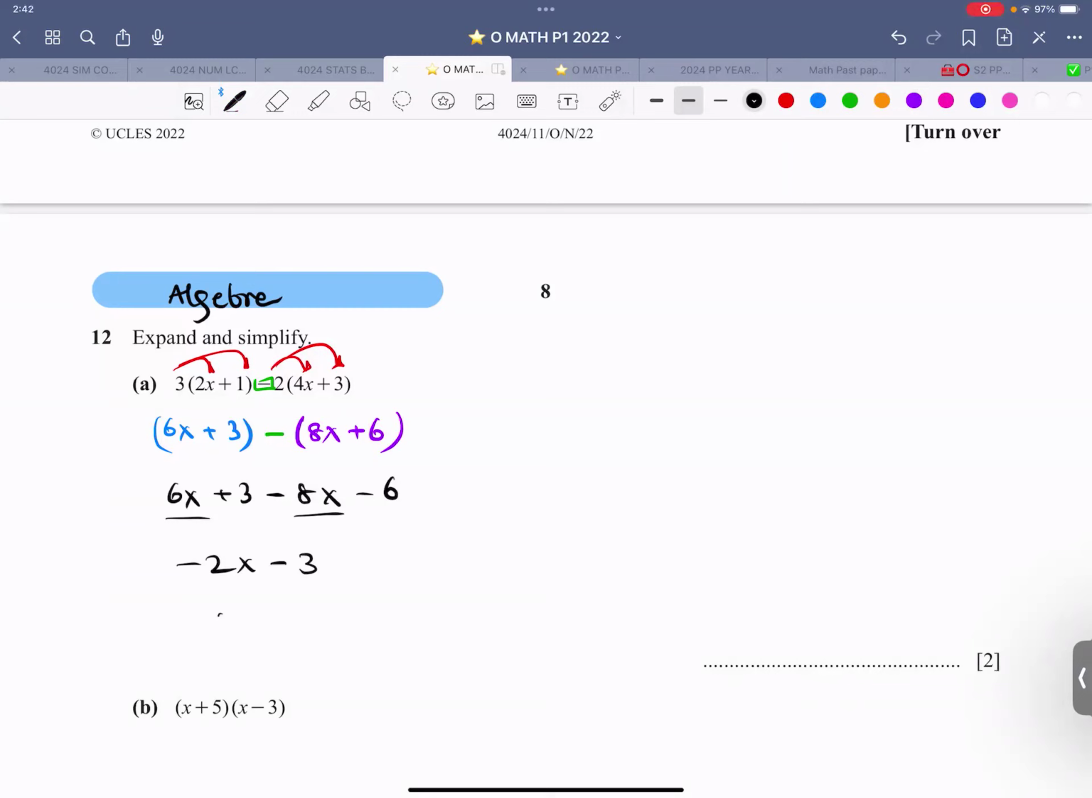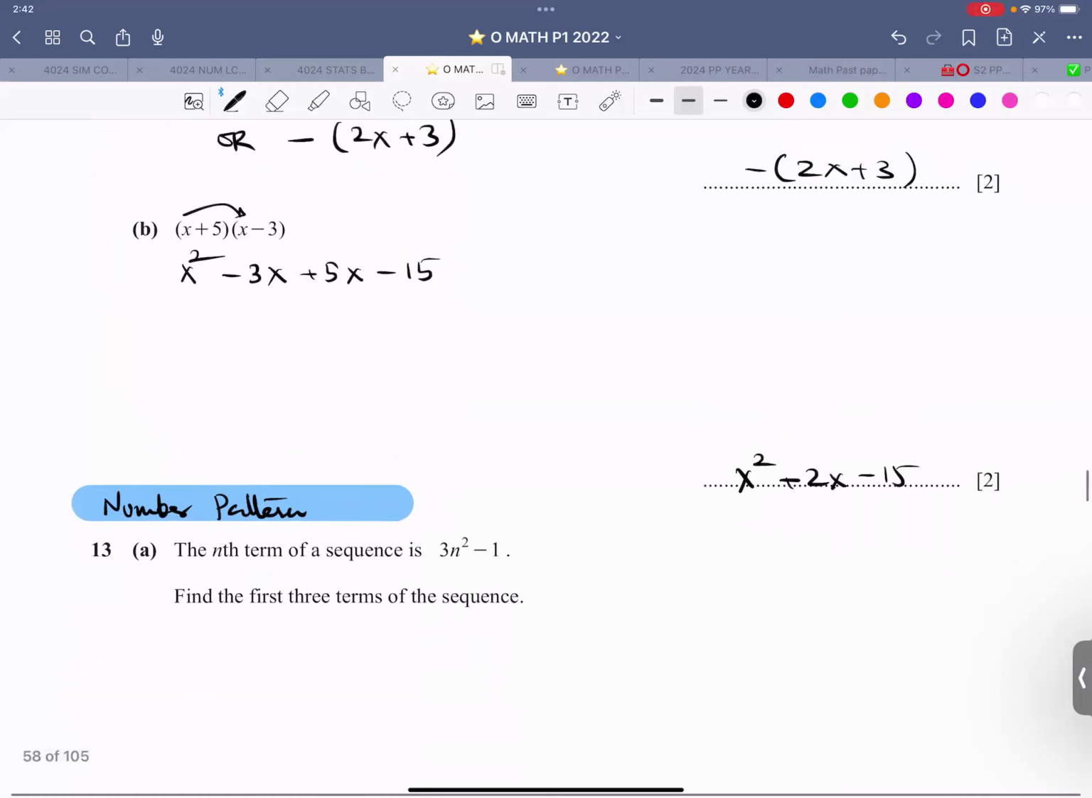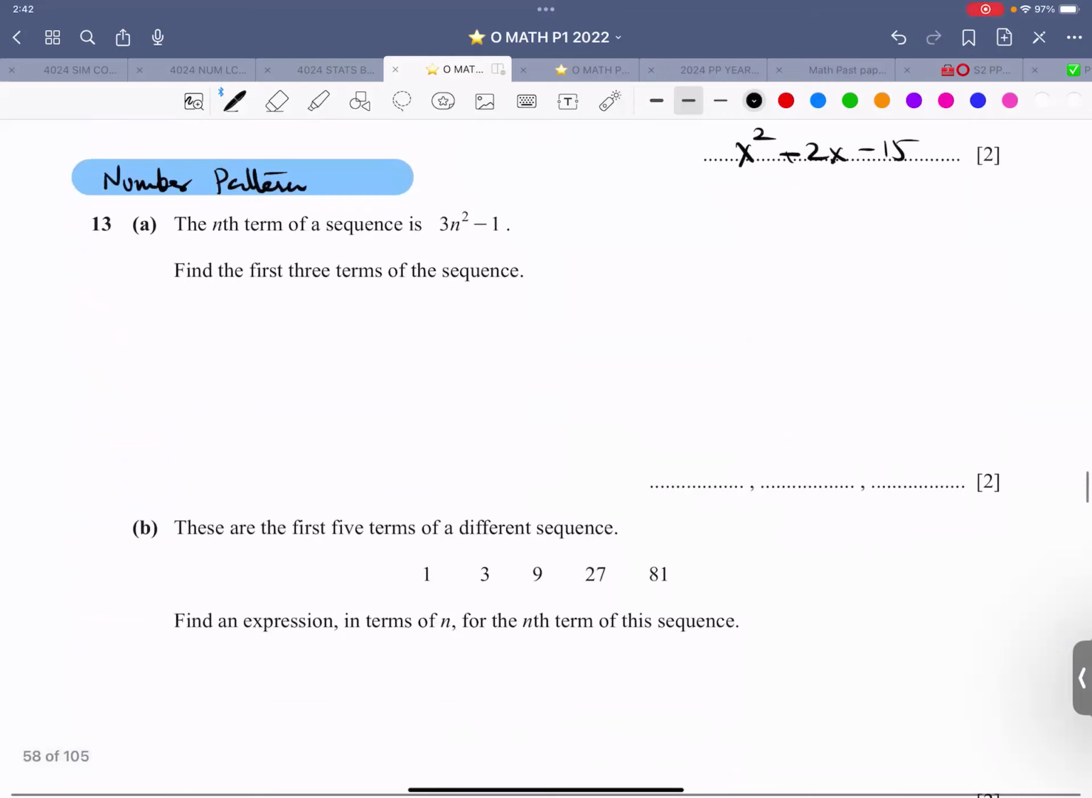It can be written like this, or if you want to, you can take a negative common out and write this as negative of 2x plus 3. So both options are perfectly acceptable. And now multiply. x into x is x square, x into negative 3 is negative 3x, 5 into x is 5x, 5 into minus 3 is negative 15. So this is x square plus 2x minus 15. This is also done.